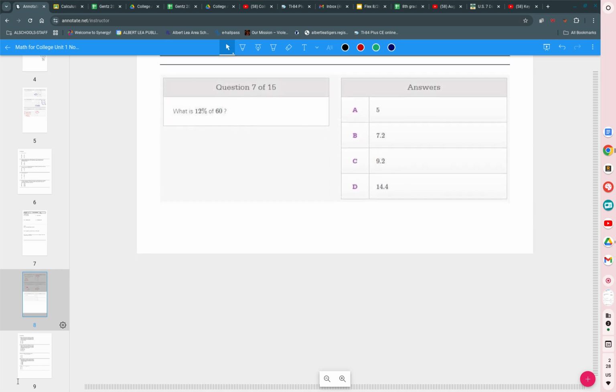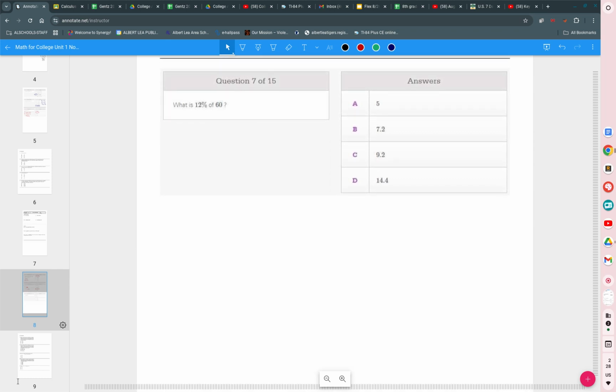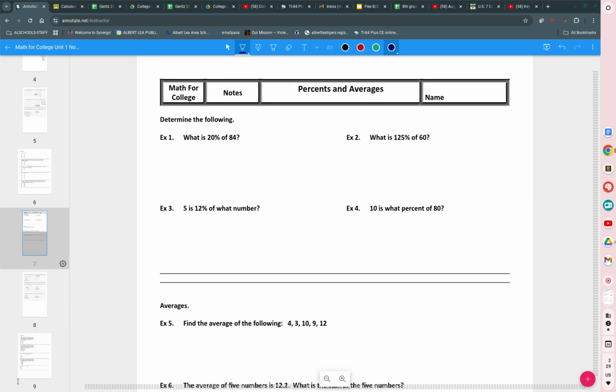And then, what is 12% of 60? I'm going to write this as an equation. What is x equals 12%, which is 0.12, of is times, and then I have 60. So that's part of what we're going to learn today, being able to take this and write it into a mathematical formula and then apply that. If we multiply those, we get letter B, which is 7.2.